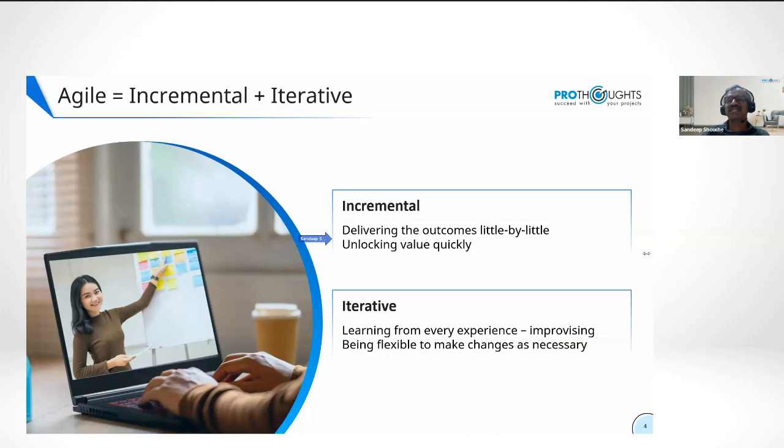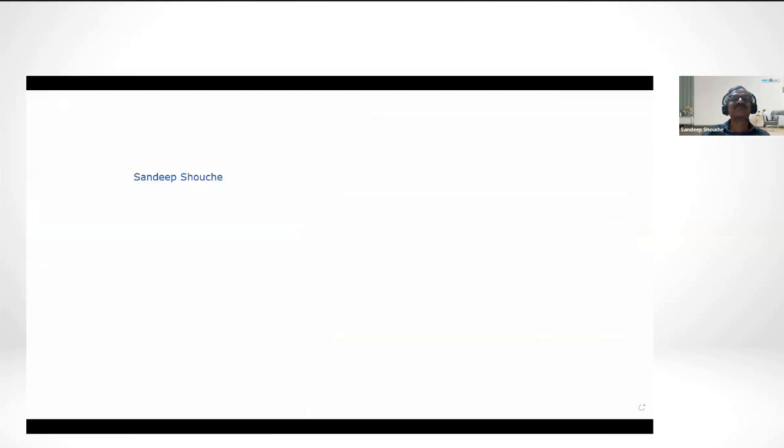Anybody would like to share an example of incremental delivery? Any example comes to your mind? As you are thinking of this, and I know it takes a while to type inside chat, it's much easier to speak, and I have control over the mic, so I can speak. I want to share an example with you. It is a non-IT example. I'm going to deliberately pick non-IT examples.